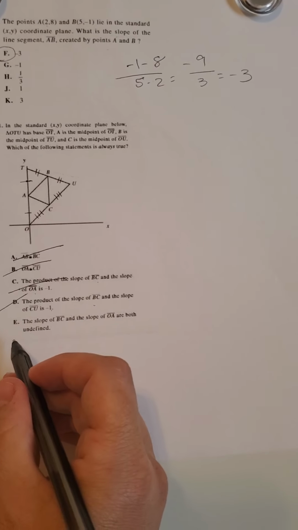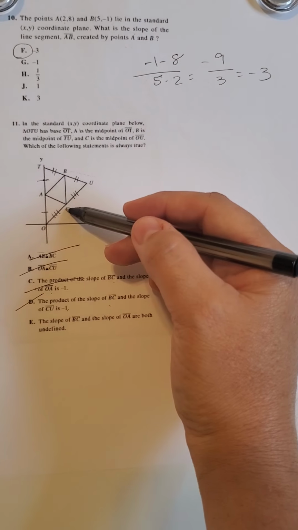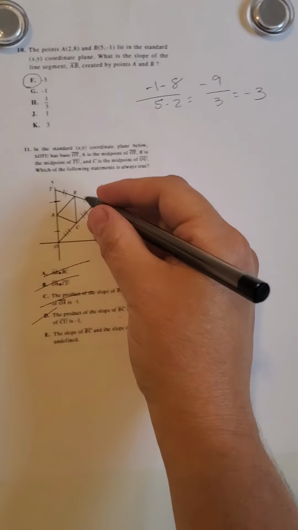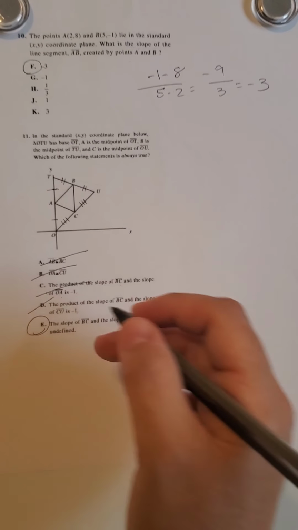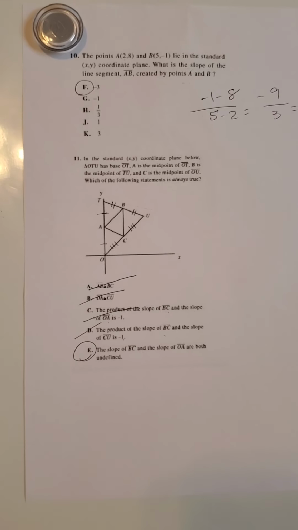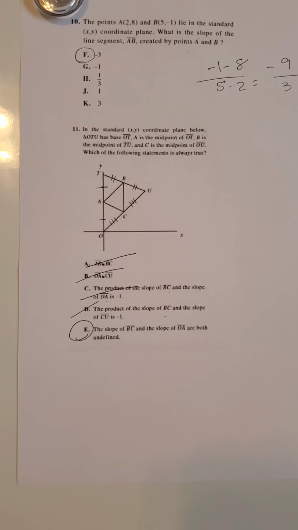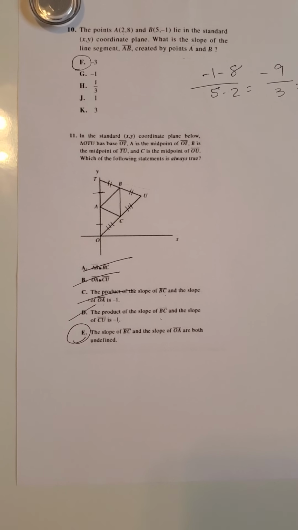It has to be E, and it says the slope of BC and OA, which is here, are both undefined. Those are vertical lines, so yes, they are undefined. I hope that made sense. That last one, number 11, was probably the hardest question thus far in this section. I hope this was helpful.